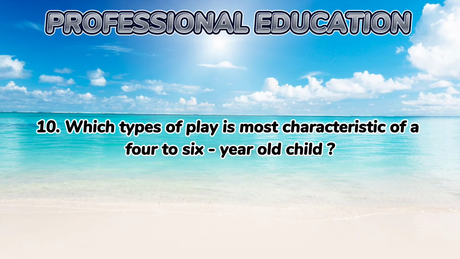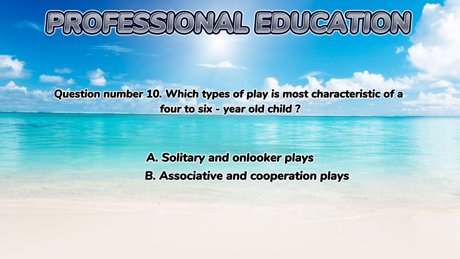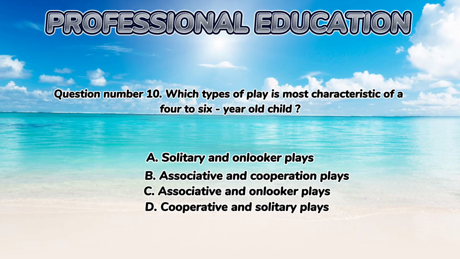Question number 10. Which type of play is most characteristic of a 4 to 6-year-old child? Choices are: A. Solitary and onlooker plays. B. Associative and cooperative plays. C. Associative and onlooker plays. D. Cooperative and solitary plays.